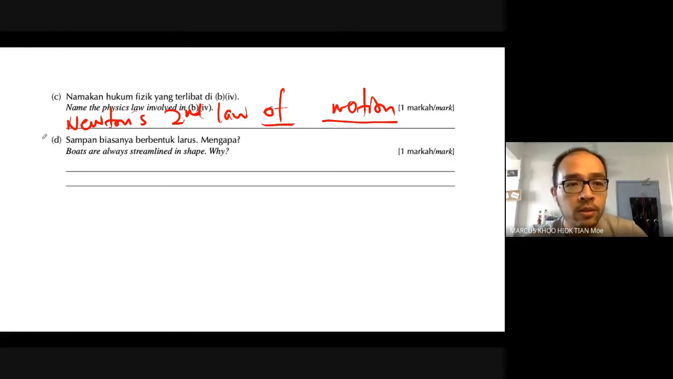Okay. All right. Question D. Both lines are boats are always streamlined in shape. Do you know what is streamlined? Has anybody told you what is streamlined? So you know the shape of boats now.